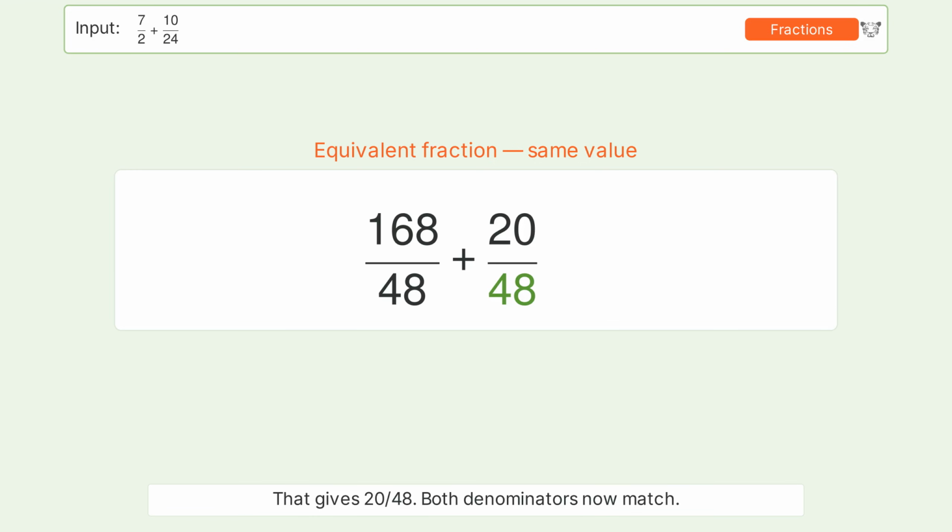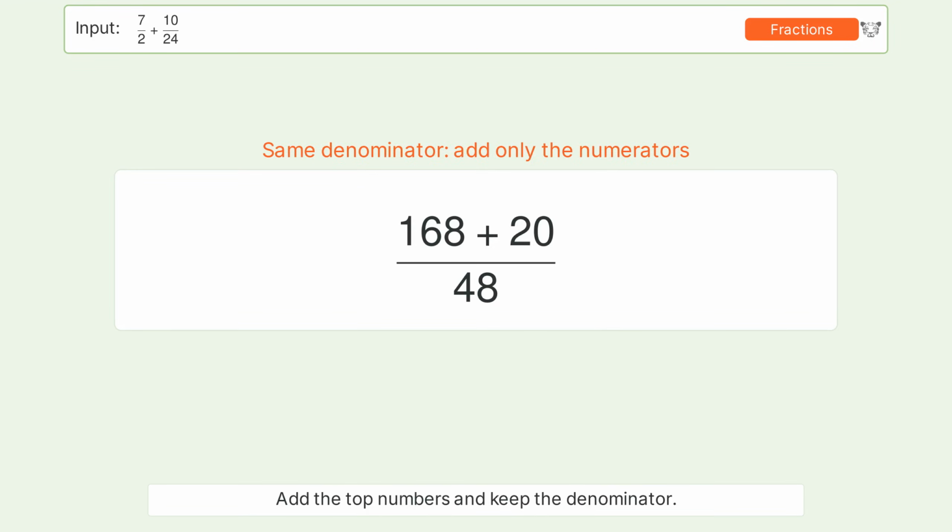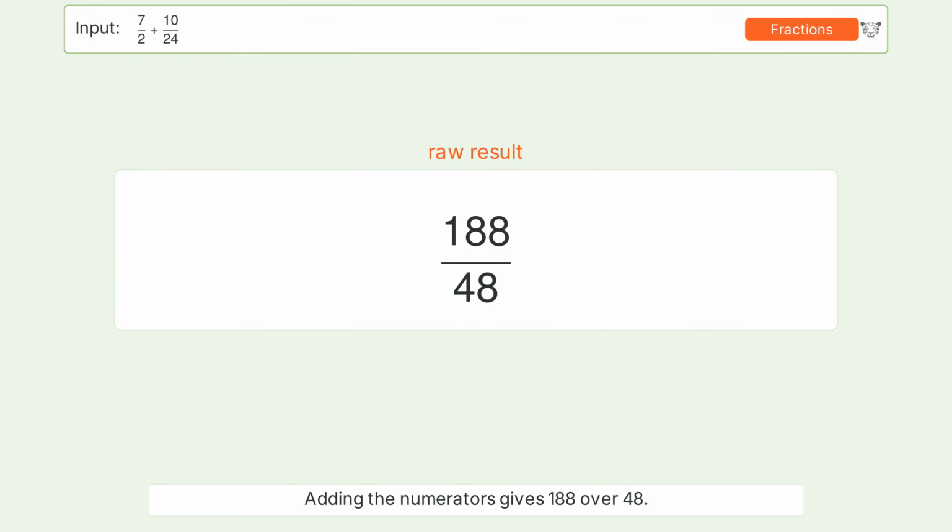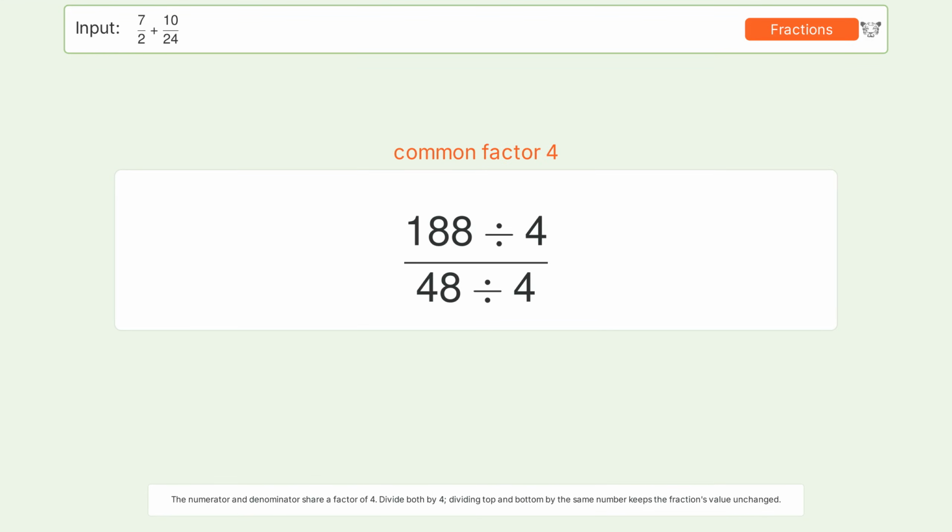Both denominators now match. Add the top numbers and keep the denominator. Adding the numerators gives 188 over 48. The numerator and denominator share a factor of 4. Divide both by 4. Dividing top and bottom by the same number keeps the fraction's value unchanged.